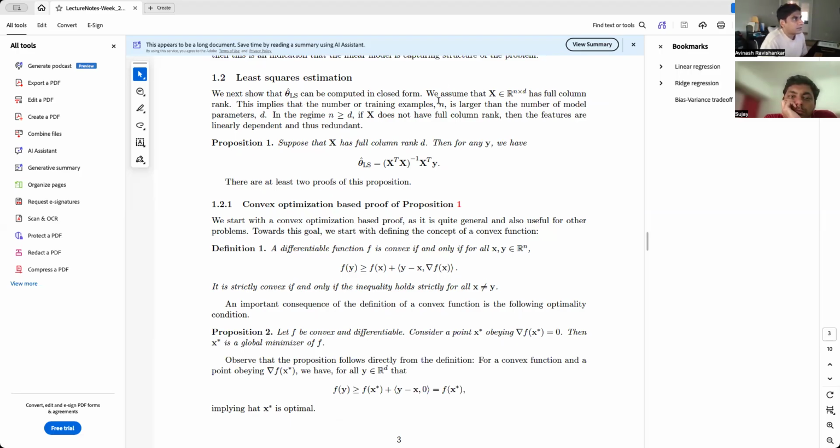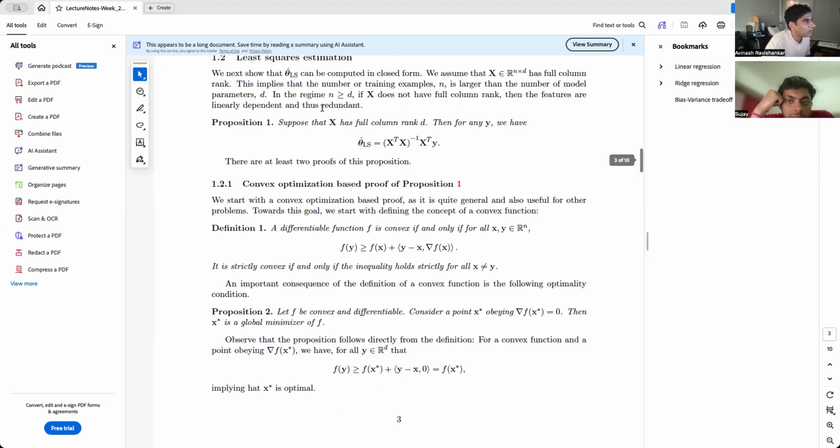This implies that the number of training examples n is larger than the number of model parameters d. Great. If x does not have column rank, then the features are linearly dependent. That's what you just said. Okay, perfect.